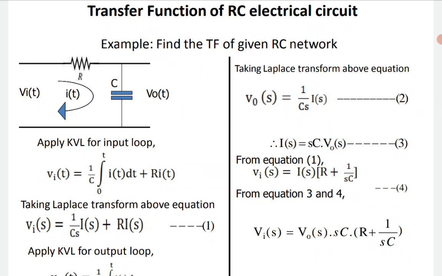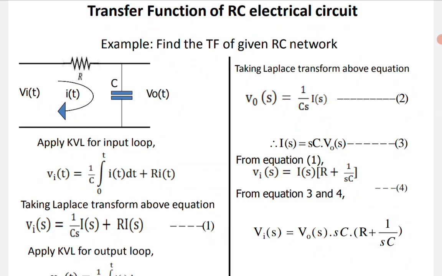KVL for the input loop generates Vi(t) = (1/C) ∫ from 0 to t of i(t) dt + R i(t). Then we will take the Laplace transform, obviously with zero initial condition, because we use it to determine the transfer function. That's why I am taking zero initial condition. So it generates Vi(s) = (1/Cs) I(s), which we just derived, plus R I(s) in the s domain.